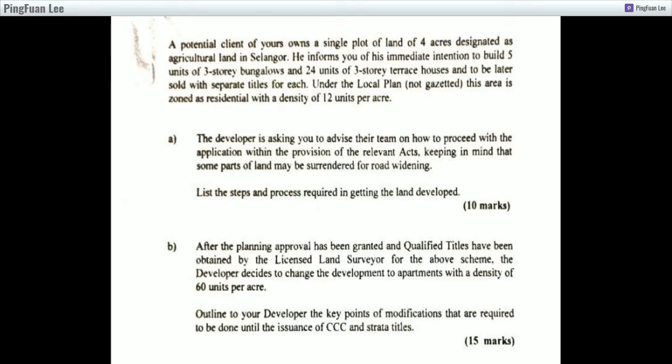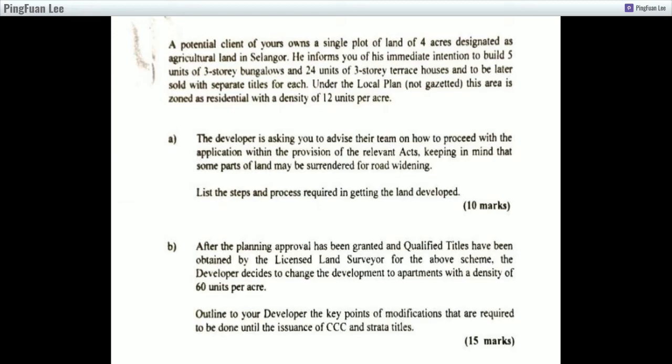So I think the first thing we do is talk about the KM. We need to amend the KM and submit a new KM to amend the existing KM. After amending the KM, then we can talk about how to go about the land matters. When they say outline the developer the key point and modification that are required, basically we can go like how we answered yesterday's outlining question. So we can talk about land matter, talk about BP, and so on.